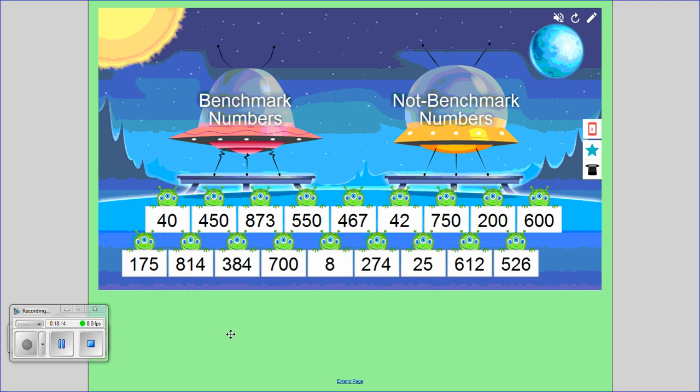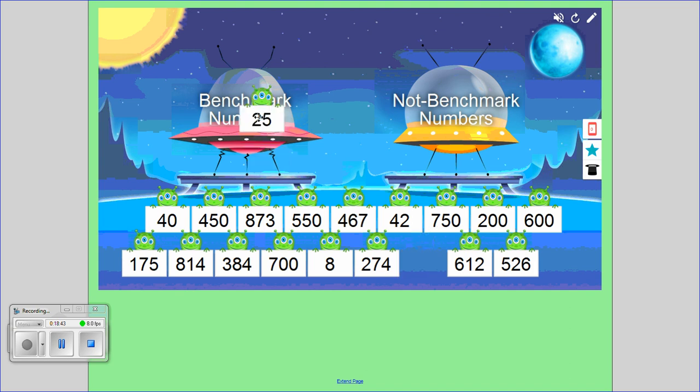Remember, a benchmark number is a friendly number. Think skip counting. Think easy to add with. Can you think of an example of a benchmark number that I have here? Just tell me, we're going to make sure we're all on the same page and then I'll let you come touch. Winley, can you give me an example of a benchmark number? 25. 25 is a fantastic benchmark number. Is that on my thing? Yep, I see it.